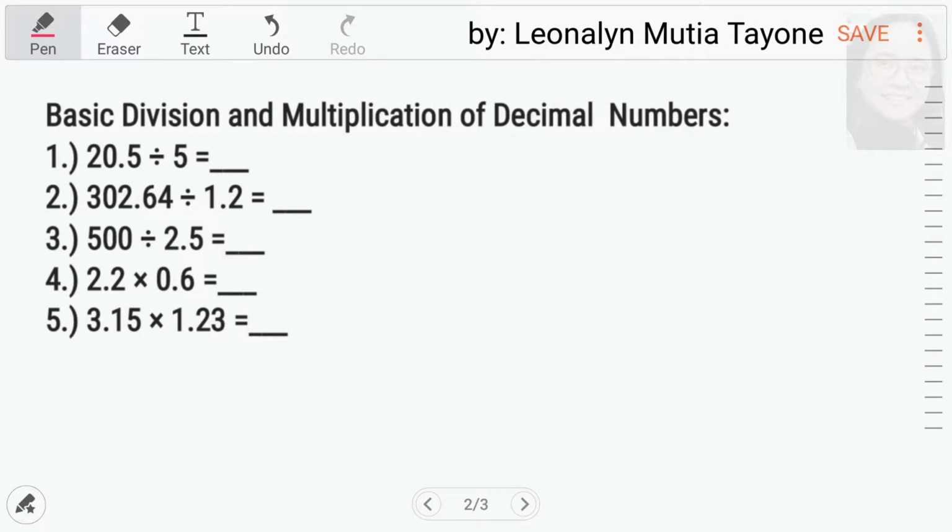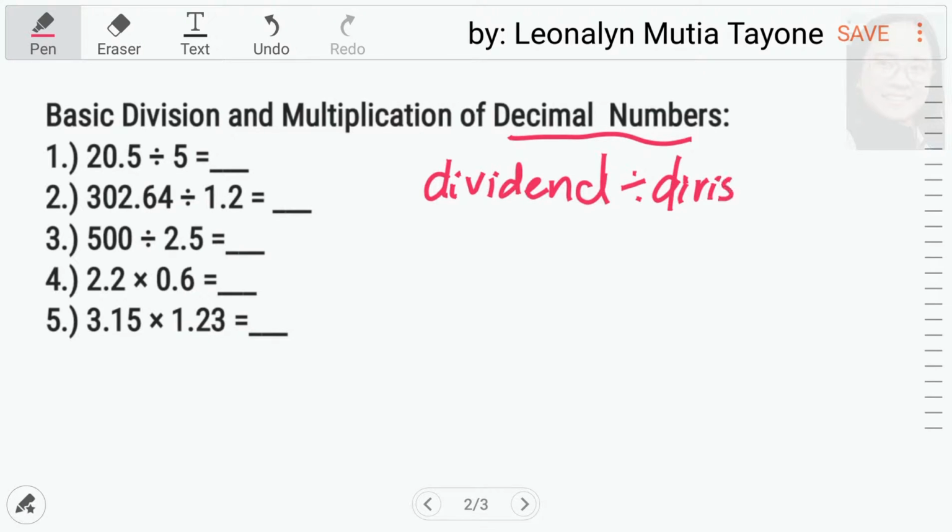Now let's do basic division and multiplication with decimal numbers. When it comes to division, we should always remember: dividend divided by the divisor equals the quotient.